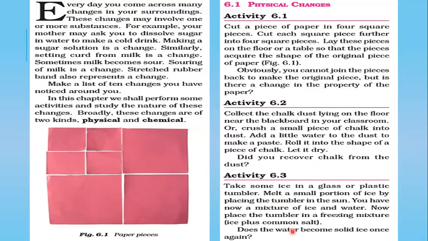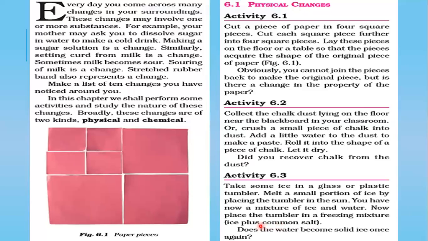Simple activity only. Take some ice in a glass tumbler, then keep it outside for some time. What happens? Ice slowly melts into water. Now in the tumbler, you will have a mixture of some pieces of ice and a little water. Now, what to do? Now place the tumbler in a freezing mixture. What is a freezing mixture? A mixture made of ice and common salt is called the freezing mixture. You can make the freezing mixture by adding some salt. Common salt means the salt used for cooking.